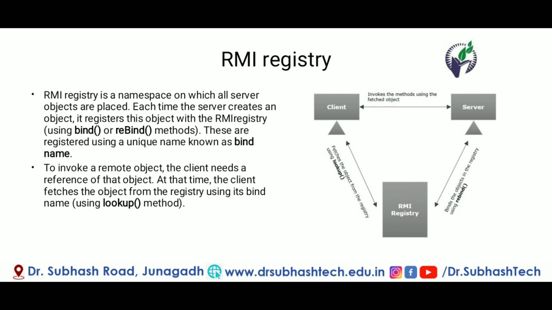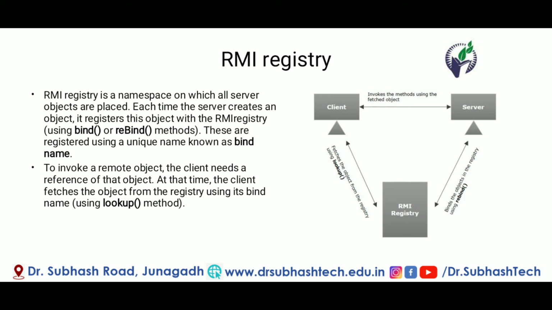So whenever a request is made by the client side, it just has to connect with the RMI registry, and the RMI registry gives the appropriate remote reference object of the server which satisfies that client request. Each time the server creates an object, it registers this object with the RMI registry using the bind or rebind methods. These are registered using a unique name known as a bind name.